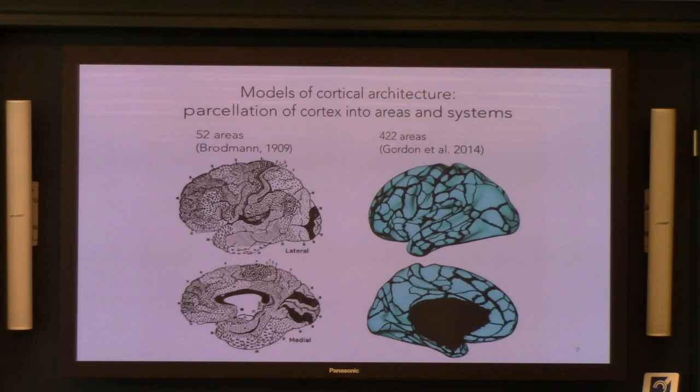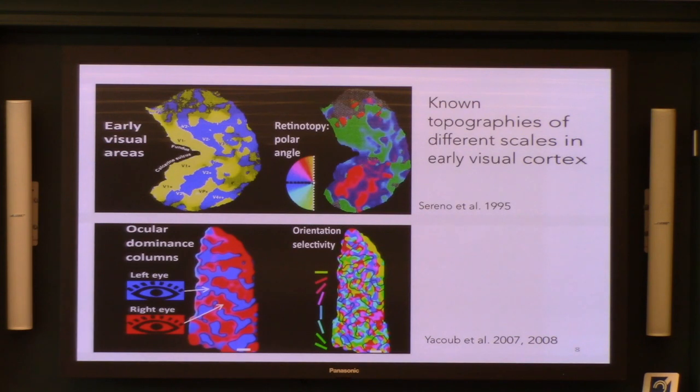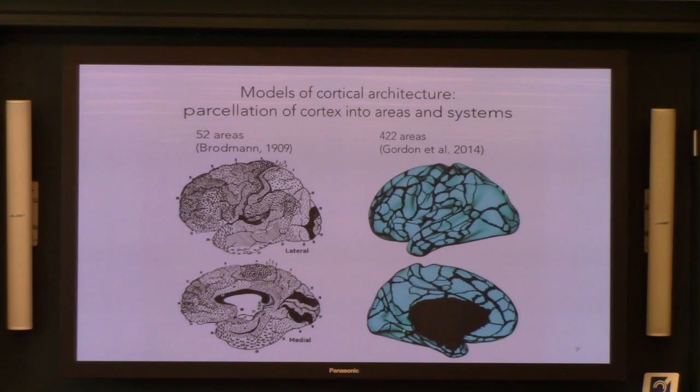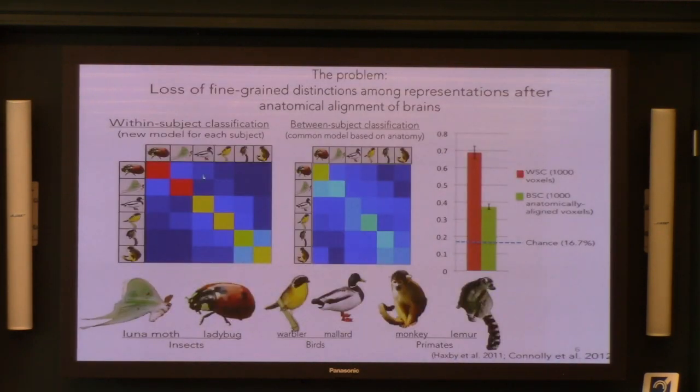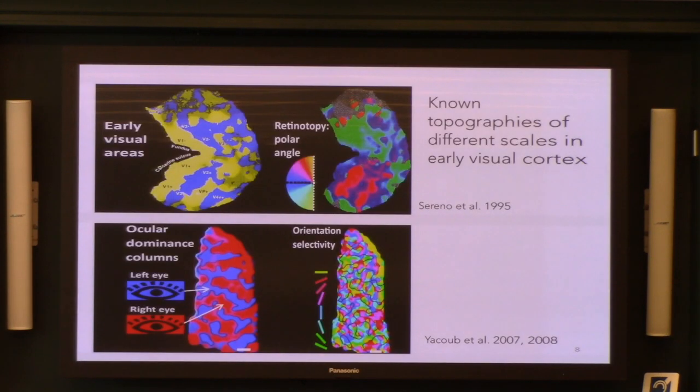But we know that these areas have finer grained topographies inside them. So let's start with V1. And is V1 here? Yeah. So V1's right down here. But we know that in V1, there are topographies within that area. The first one is simply retinotopy. From the calcarine sulcus, which has the representation of the horizontal meridian, to the border between V1 and V2, which has the representation of the vertical meridian, there is one cycle of change in the polar angle of the receptive field that's represented.